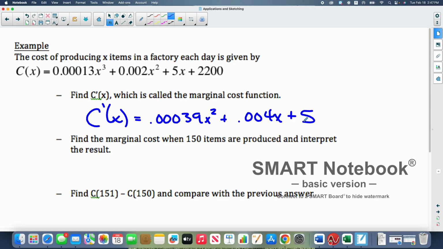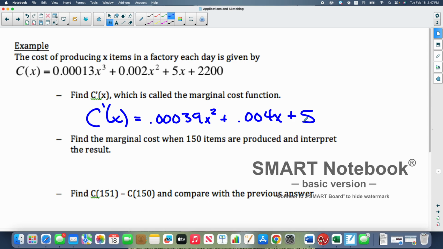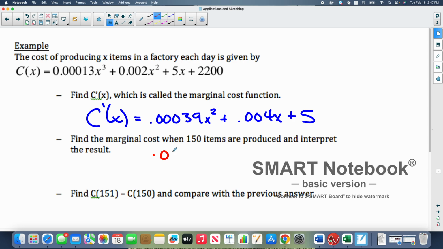It asks this: find the marginal cost when 150 items are produced and interpret the result. Basically, what's the slope, or what's the cost of adding that 150th item? If I go from 149 to 150, what's the price of adding that 150th item? All I'm going to do is take that and plug that in. So go into our calculator and take 150 and plug it into that equation that we just got.